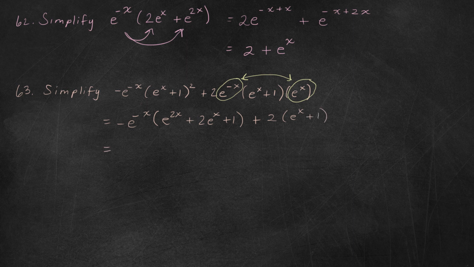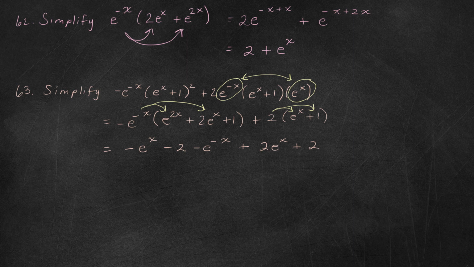Now I'm going to distribute here and here, and then I'm going to distribute here and here. So negative e to the negative x times e to the 2x is negative e to the x. I'm adding my exponents. Minus 2, and then e to the negative x times e to the positive x is e to the 0, which is just 1. So I'm just leaving that as a negative 2. And then minus e to the negative x plus 2e to the x plus 2.